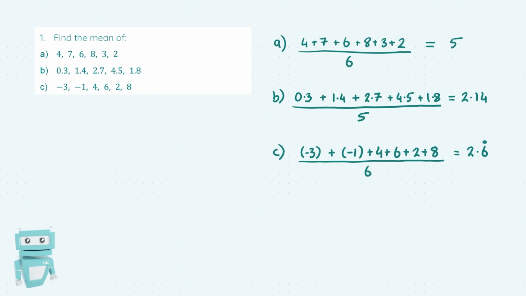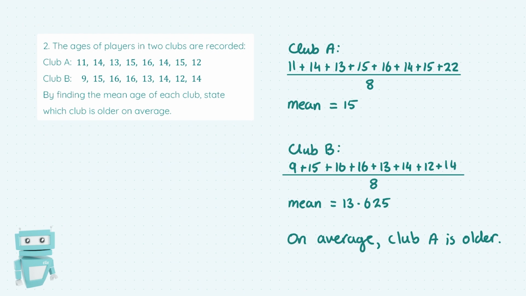In question 1, you can see we've just followed our method by summing together the values, adding them all up, and dividing by the number of values we have. In question 2, they've added a bit of context to the situation. We just get the mean of each club, and we can see that Club A has a bigger mean, meaning Club A is older on average.